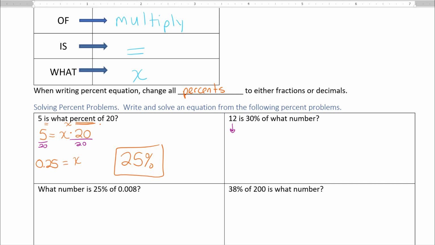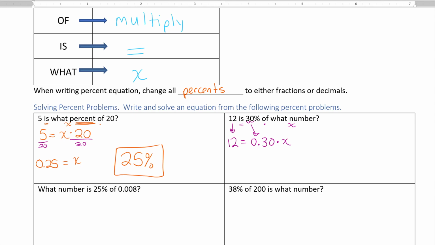12 is 30% of what number? So we start with 12, "is" means equals, 30%. Now we said all percents need to be changed to a decimal, so we're going to change that into 0.30, because I'm going to move the decimal over 2 places. "Of" means multiply. What number? Well, I don't know, so that's going to be your x.